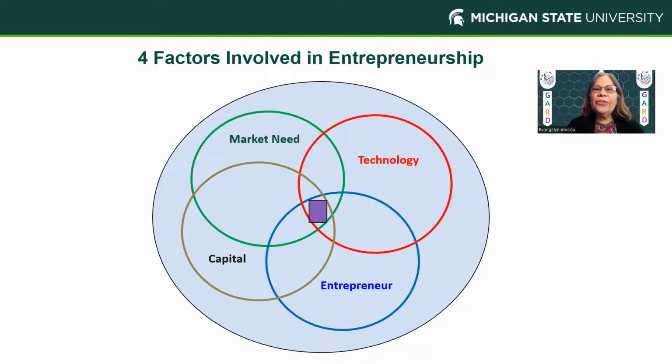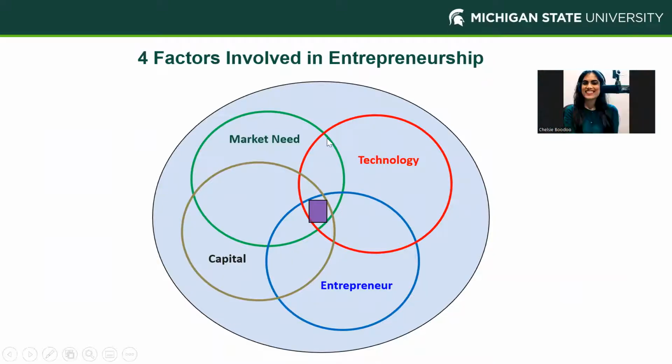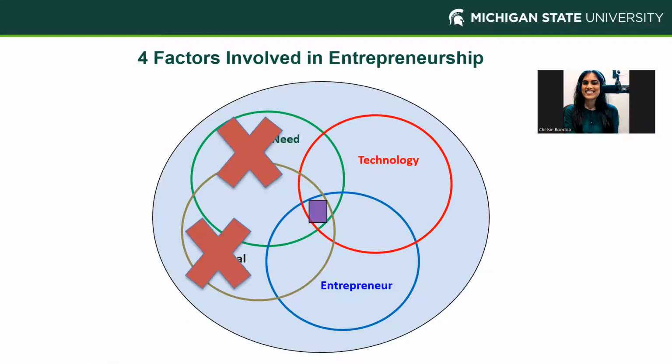All right, there are 4 components or factors of entrepreneurship. Firstly, of course, is the entrepreneur, which is the person. Second is the technology, market needs, and capital. But for this presentation, I will not be covering market needs and capital. I will focus my time on the entrepreneur and the technology.